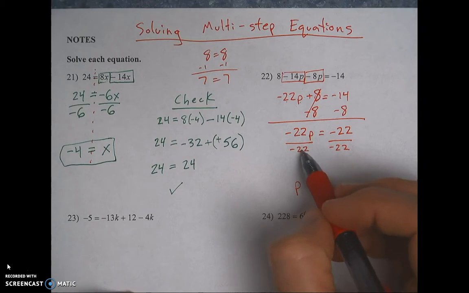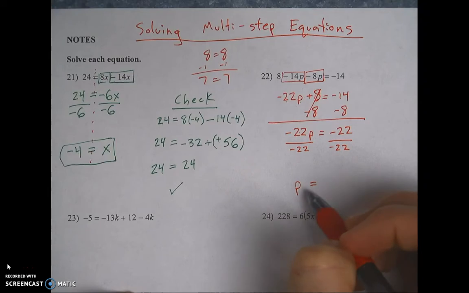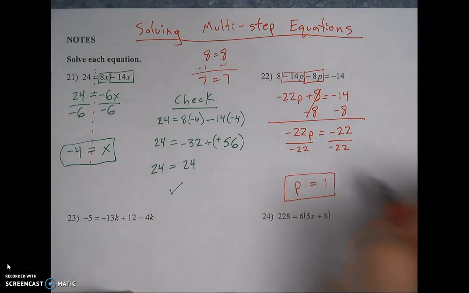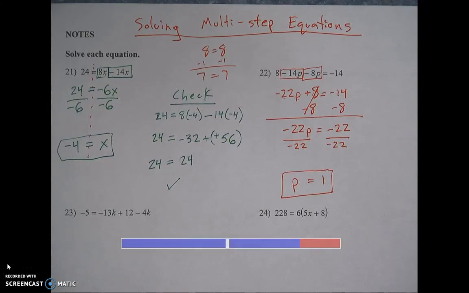Dividing these two gets me 1, or 1p, which I don't need to write the 1. So at that point, basically, p is isolated. And anything divided by itself is 1. So my answer here is 1. I don't know it's right until I check it.